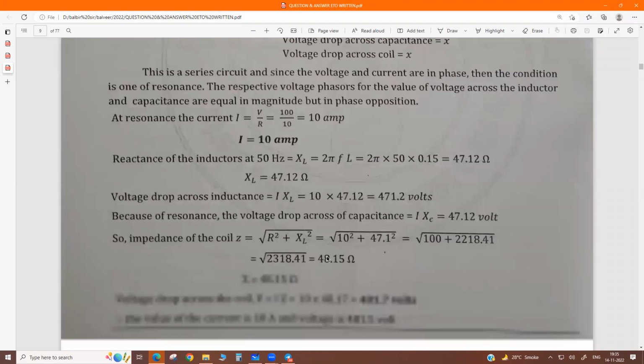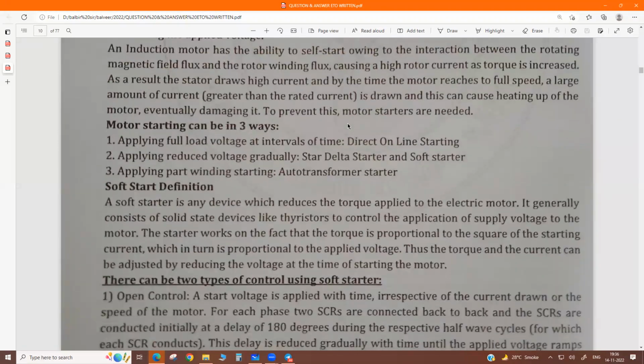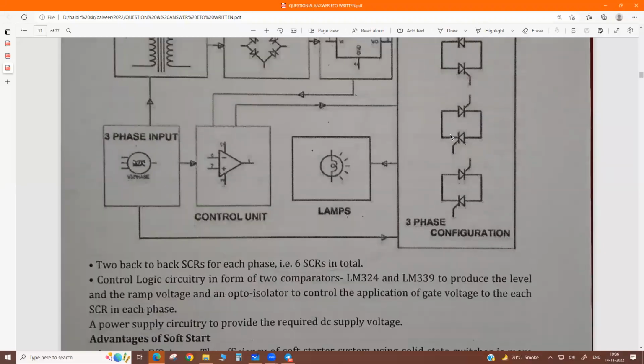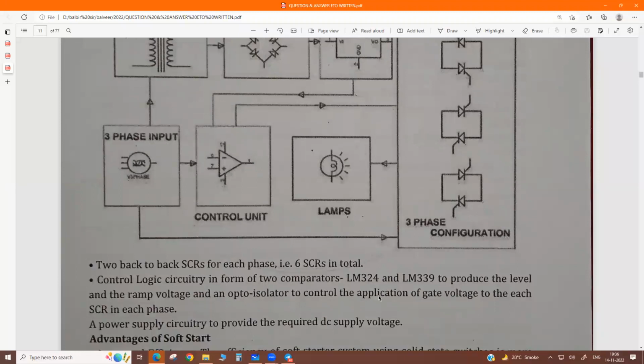So this is the comparison. Now see, soft starter. This question was also asked in your ETO. We use thyristors with a soft starter; advantage and disadvantage of soft starter. We use back-to-back connected thyristors. I will explain this.